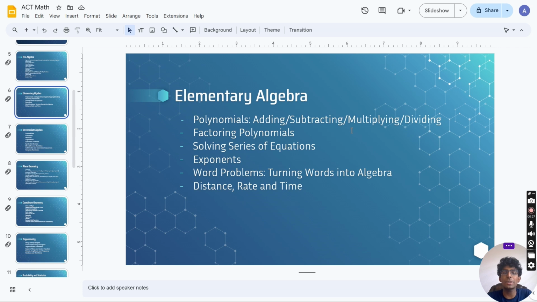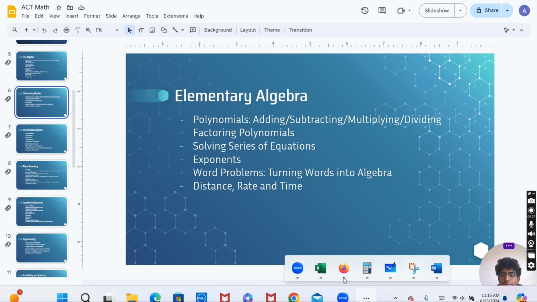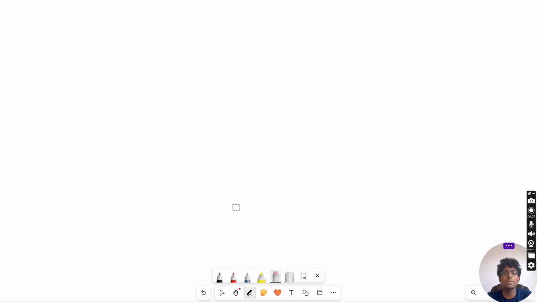Today we'll be going over the elementary algebra content area. This is your second content area on the ACT Math exam. So the first topic that we're going to go over is polynomials, specifically adding, subtracting, multiplying, and dividing them. So let's go ahead and get started with adding polynomials.